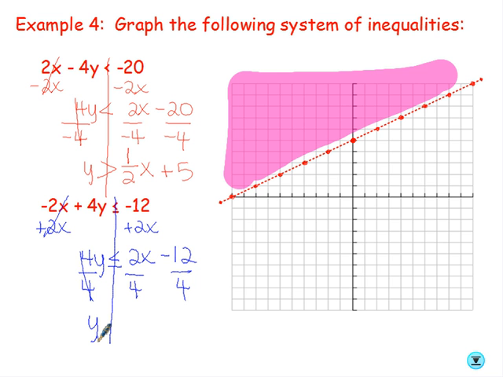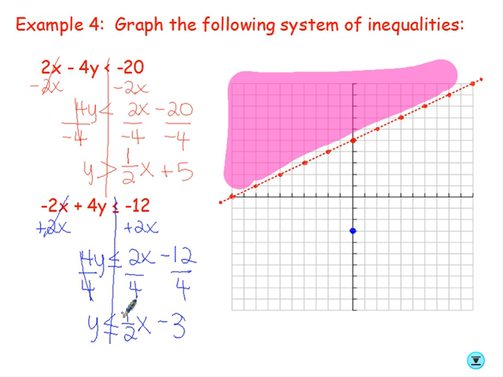Keep y. That was a positive 4, so I keep my sign. 2 divided by 4 is a decimal. Math, enter, enter is 1/2 x. And negative 12 divided by 4 is negative 3. I need to draw my line, so I'm going to start at negative 3, down 1, 2, 3.